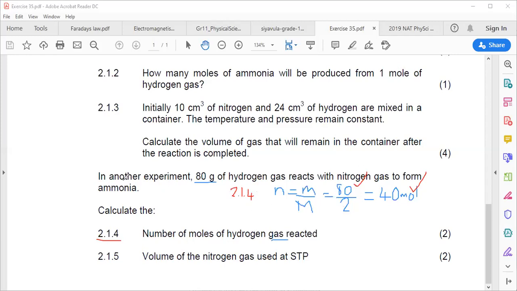The molar mass, I go in the periodic table and check. Hydrogen is 1. But this is hydrogen gas. Hydrogen gas means H2. So 1 times 2 gives us 2. All right, then we move on to the next one, 2.15.